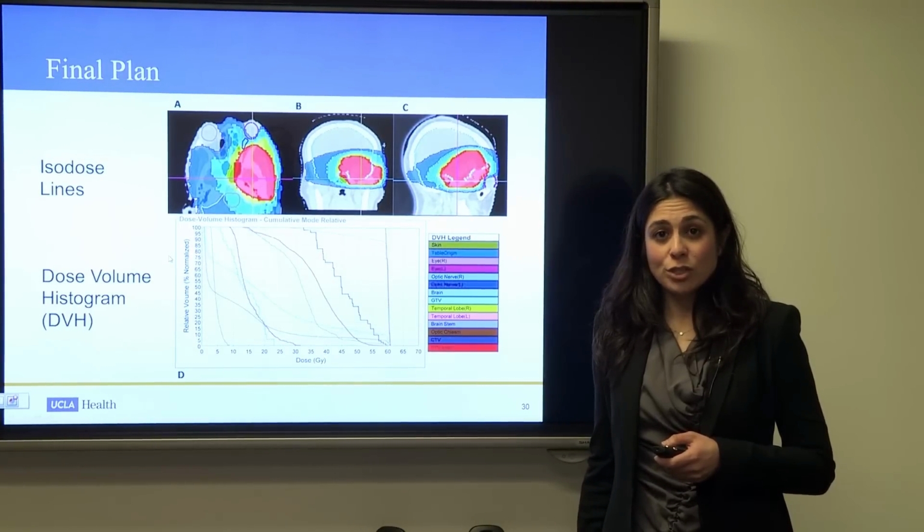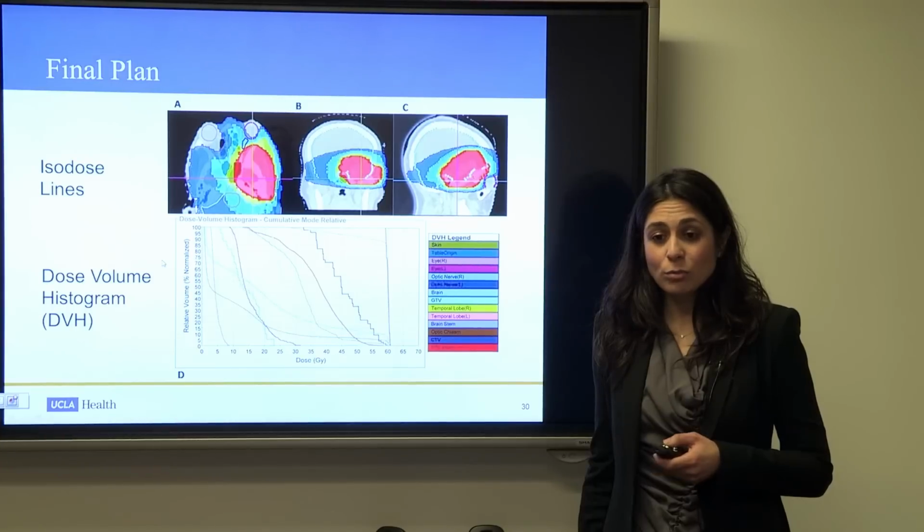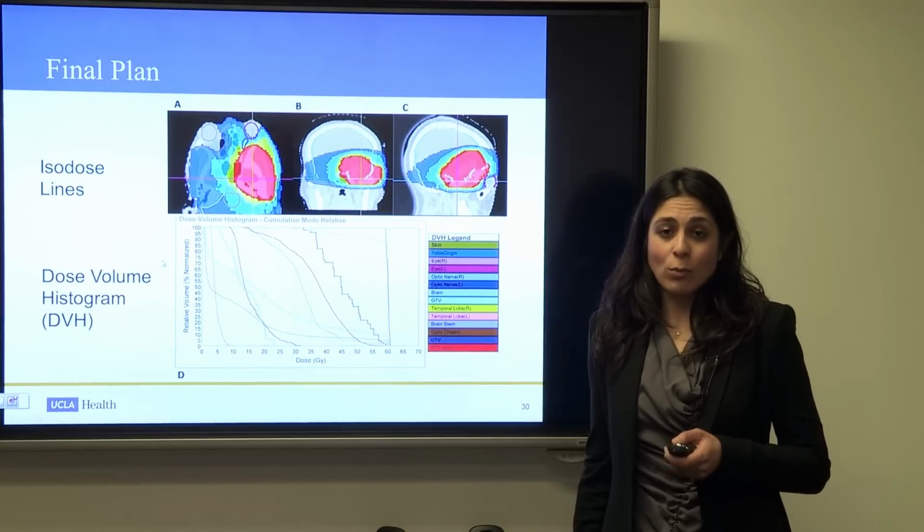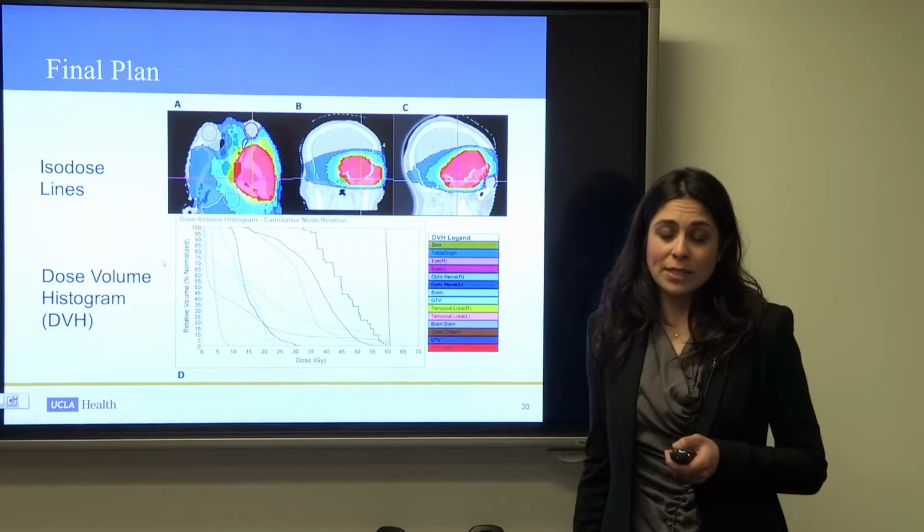But then ultimately what we do is we look at a dose volume histogram, or a graphical representation of all the normal structures and the dose that they're getting, as well as the dose that the tumor is getting. And we want to make sure that all the normal structures meet the safety criteria.